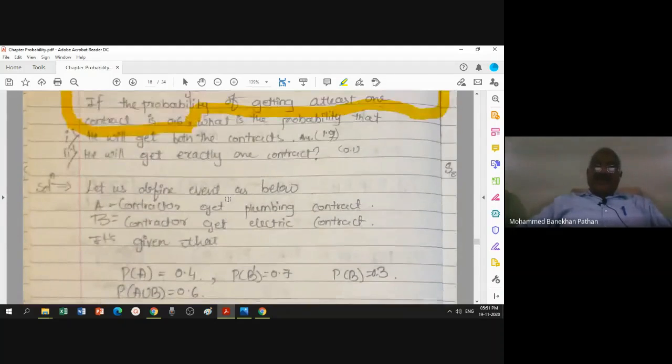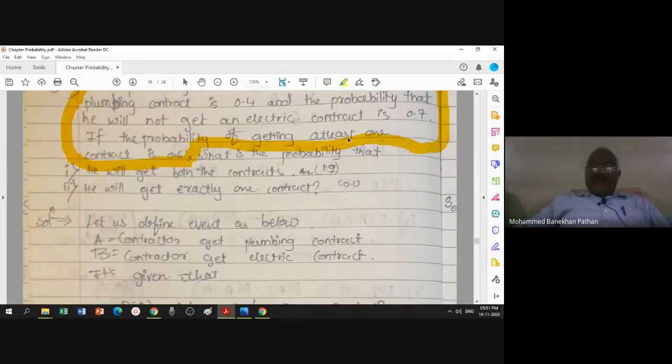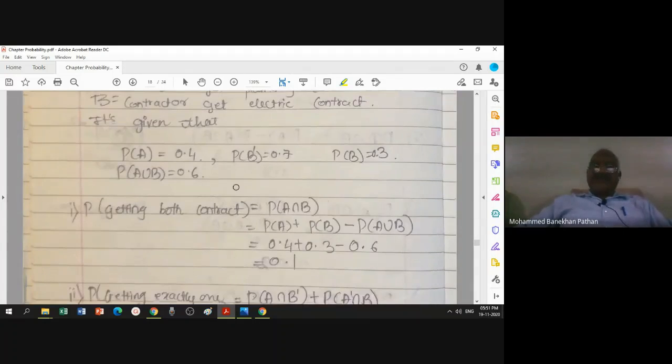And what is the third information? Getting at least one contract. Remember, when the word is at least, you always have to use union. So at least means either A or B or both, and that is written by union. So the chance of getting at least one contract is 0.6. Now you can see easily this problem becomes parallel to question 1. Now I proceed to give the answer.